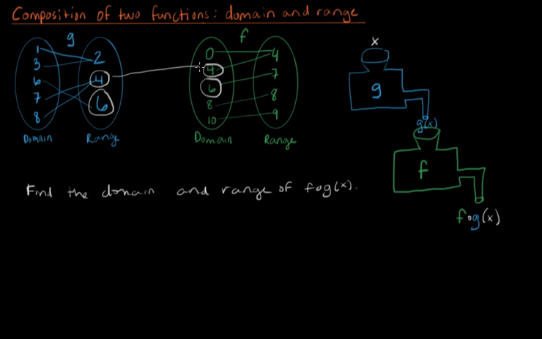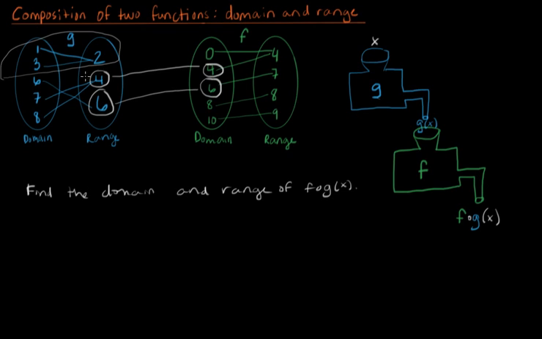This 4 is going to go to here, and this 6 is going to go to here, because as soon as they come out of the g function, we're putting them right into the f function. Now, this value, the output is 2, and there's no 2 here, so we can't do anything with it. So that means that these values are going to be excluded from f of g of x because they can't go into the f function. So we're going to have to exclude those from the f of g of x function.